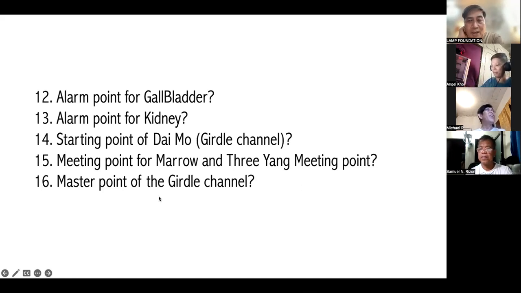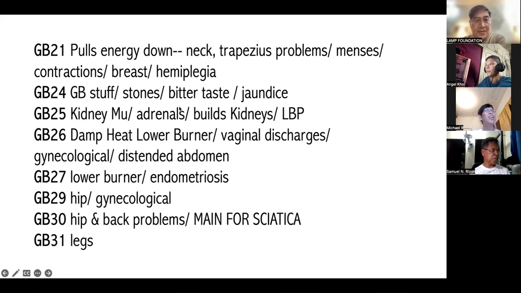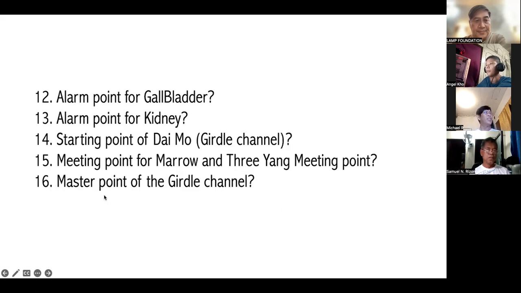Okay, alarm point for the gallbladder? Answer ko po dito, Doc, yung GB24. Alarm point for the kidney? GB25. Very good. Wow. Ang galing. Starting point of the girdle channel. As we discussed earlier, the UC stream word is GB41? No, GB26. Okay, korekin ko pa yan. Wala ako dyan. Starting point ko ito, no? Okay. Parikin ko po yun.